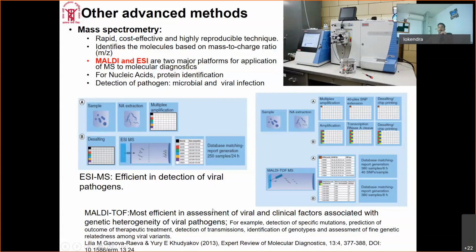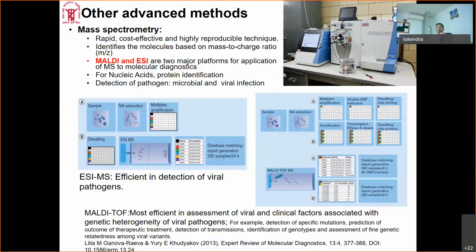So altogether, MALDI-TOF or ESI-MS are very useful in terms of detecting a viral genome or microbial genome as well as proteins, and can also routinely be used for detection of specific mutations, which can be useful for therapeutic improvement or various types of analysis, and to find genetic relatedness among viral variants.